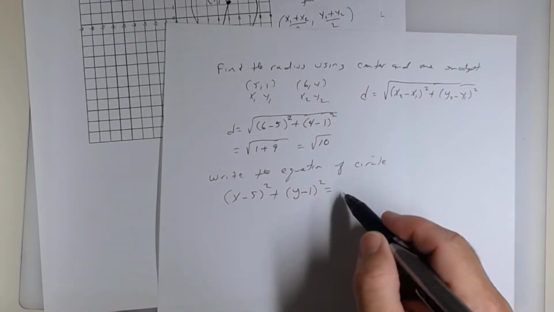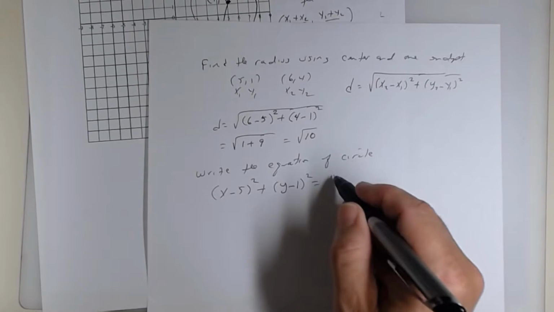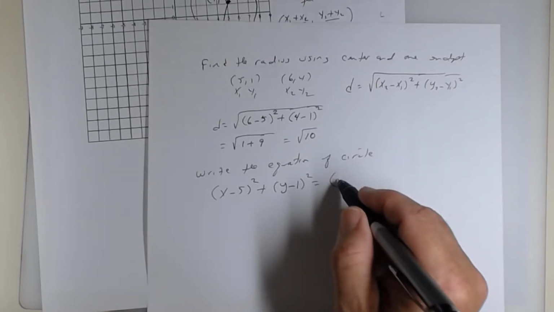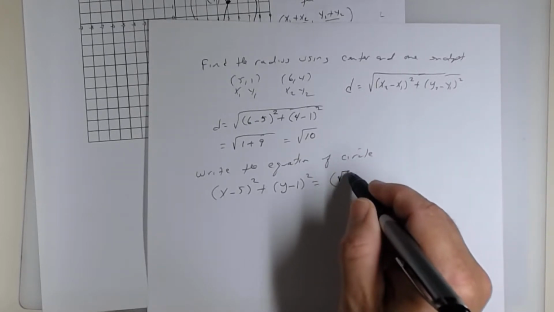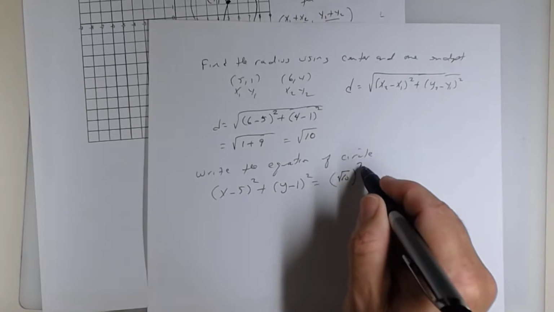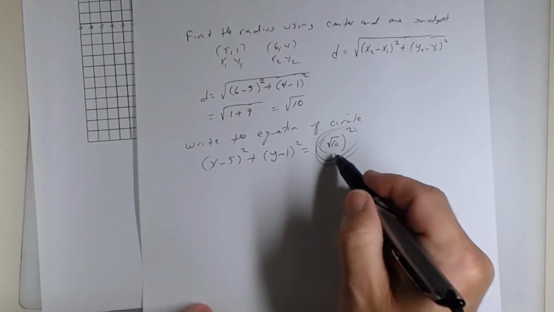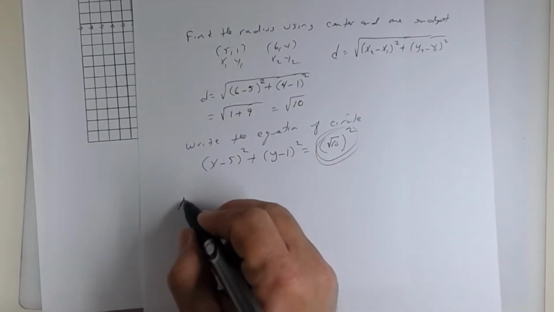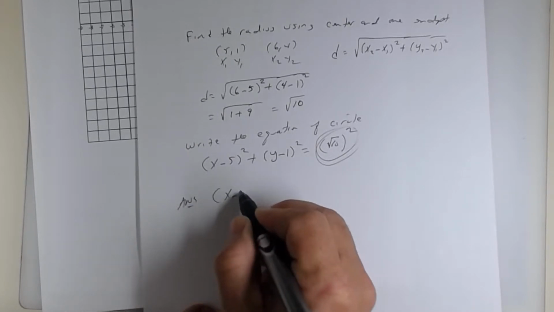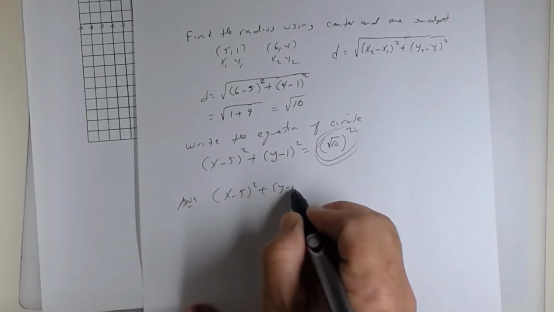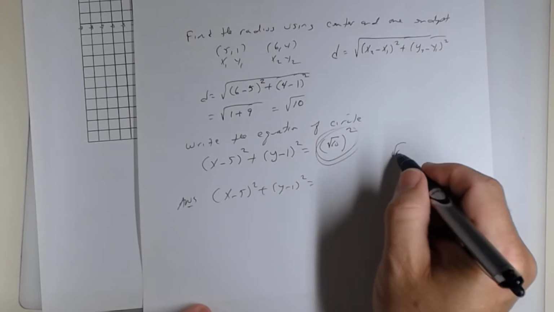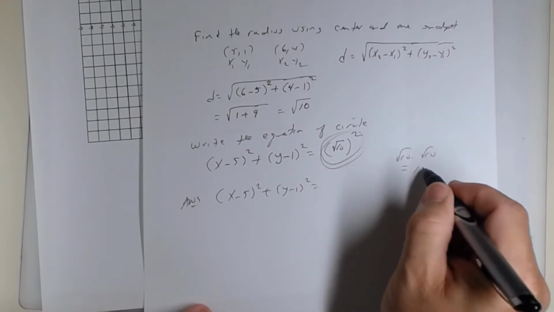Okay, and then I've got to square. So r is what? Square root of 10. But what do I need to do to that? Square it. Now simplify this. Don't leave it like this. So the answer is going to be x minus 5 squared plus y minus 1 squared equal. Now what's the square root of 10 times itself? 10.